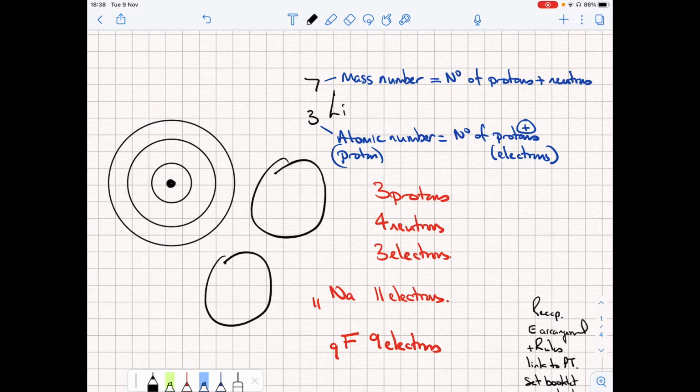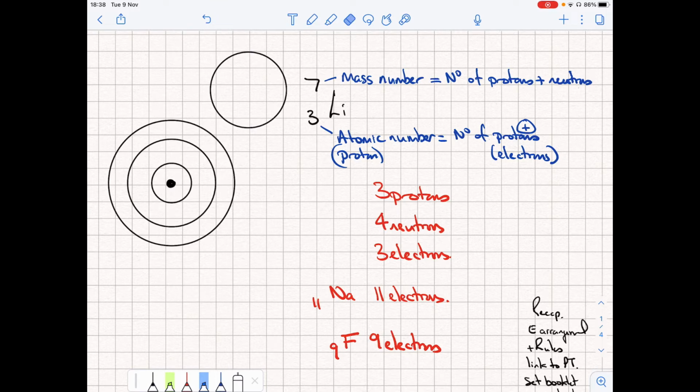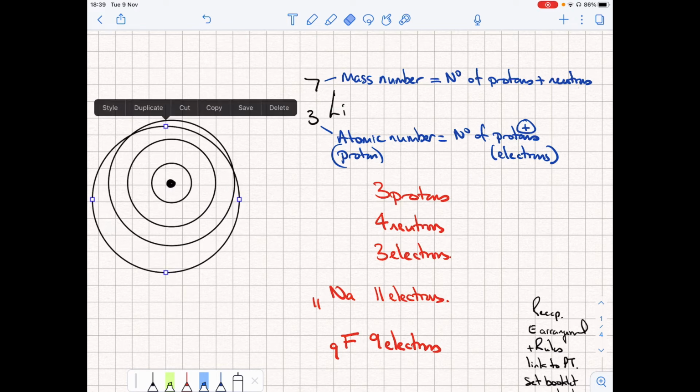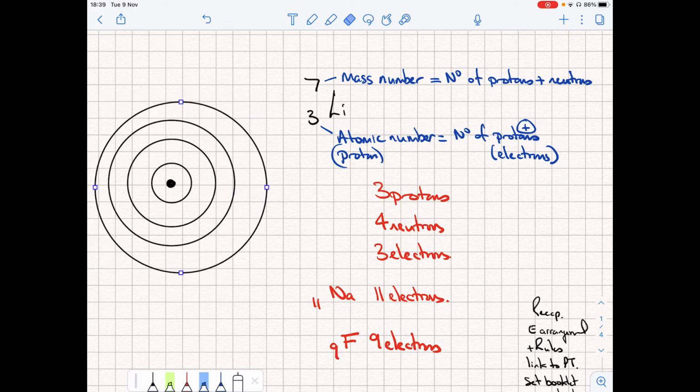Ooh. Oh no. There we go. Let's get rid of these ones. And what I'm going to do here is make this a little bit bigger. Let's put this on the outside of this.